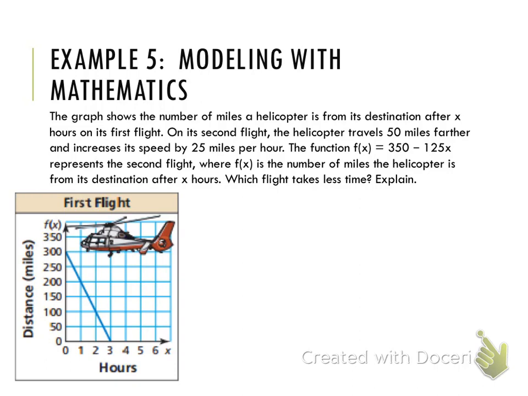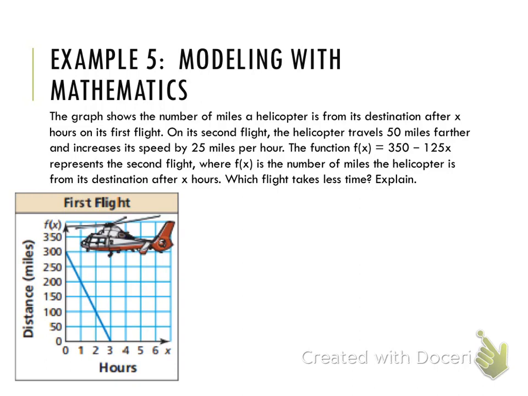Well, let's understand the problem. You're given a graph of the first flight and an equation of the second flight. You are asked to compare the flight times to determine which flight takes less time. So we're going to make a plan. Graph the function that represents the second flight and compare the graph to the graph of the first flight. The x value that corresponds with f of x equals 0 represents the flight time. So let's solve the problem.